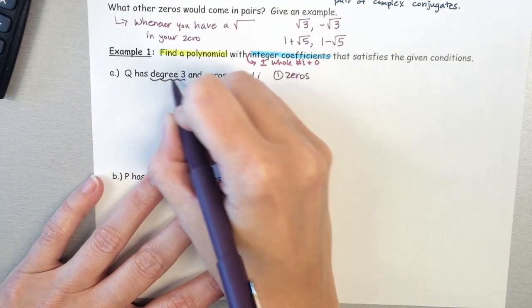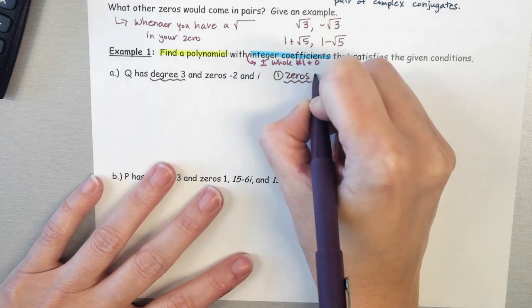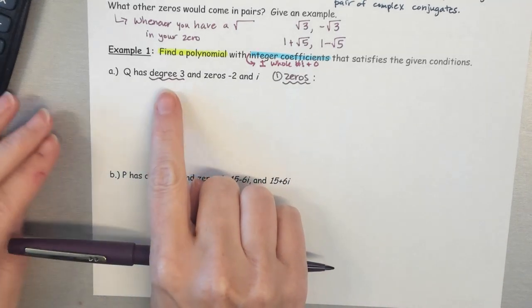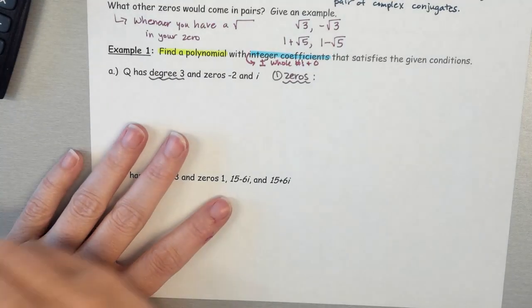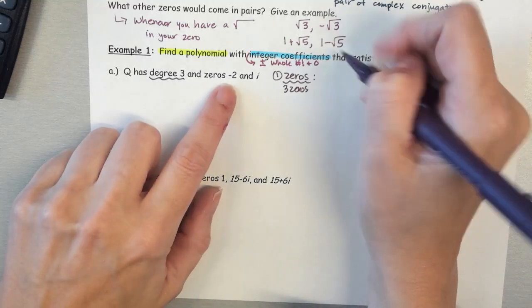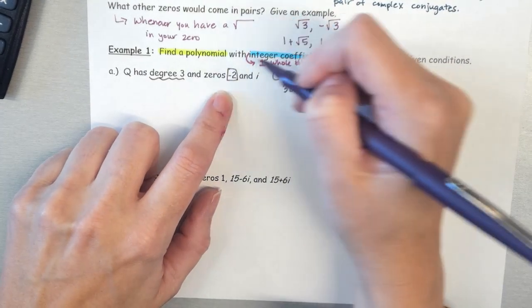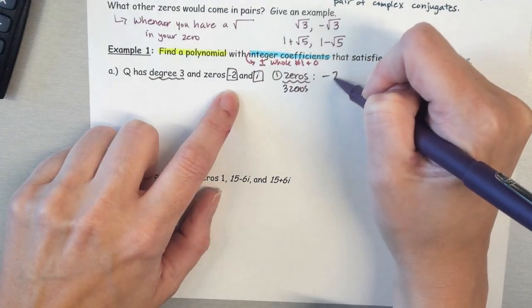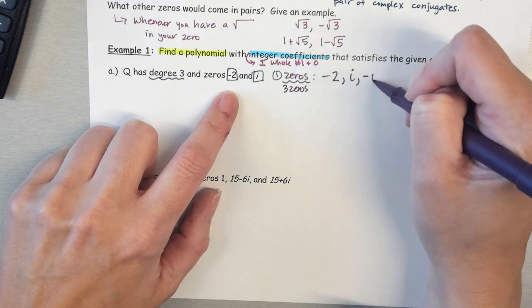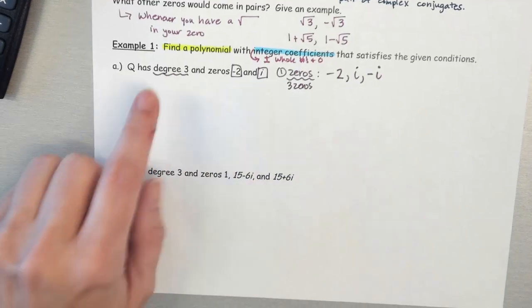What does the degree mean? It's your highest exponent, right? So in the end, the highest exponent is going to be 3. Okay, so if the degree is 3, there should be 3 zeros. They gave you negative 2 and they gave you i. What's the third zero that they didn't give you? Negative i. Okay, so degree 3, so we know there has to be 3 zeros.